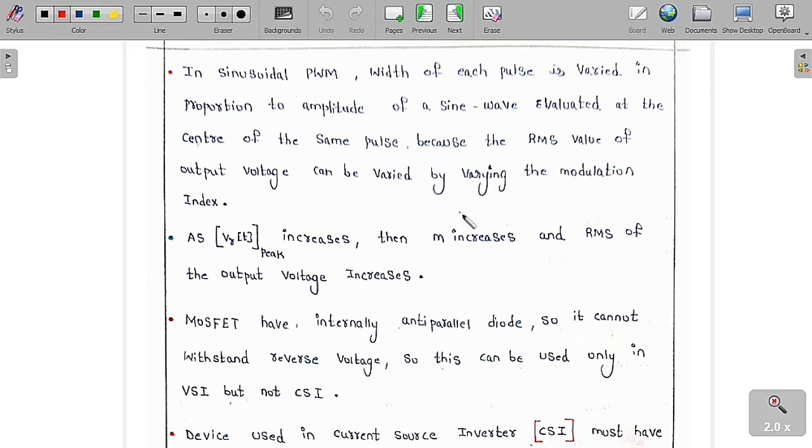So basically what we are trying to say is, in sinusoidal PWM, we are going to compare the reference signal and the carrier signal. Based on that we are going to get the pulse. So this pulse width depends upon the amplitude of the sine wave. Therefore, if the amplitude is higher, the width is higher. If the amplitude is lesser, the width is lesser.